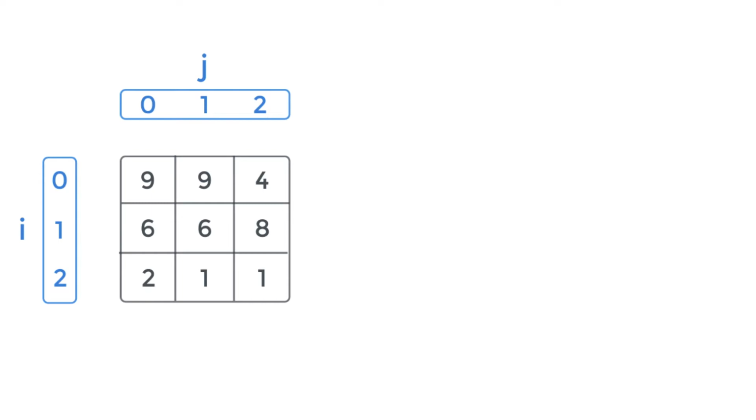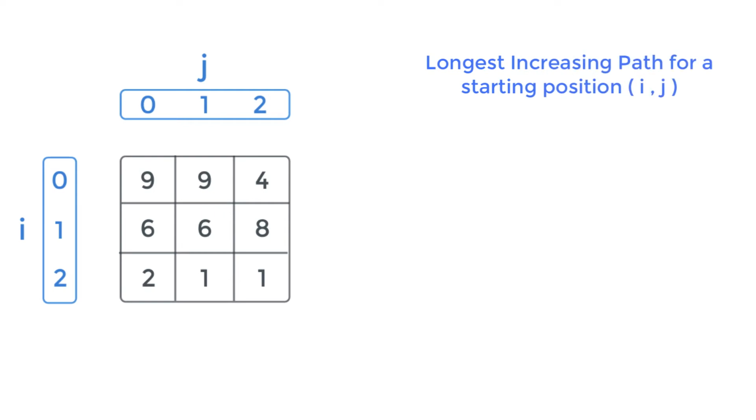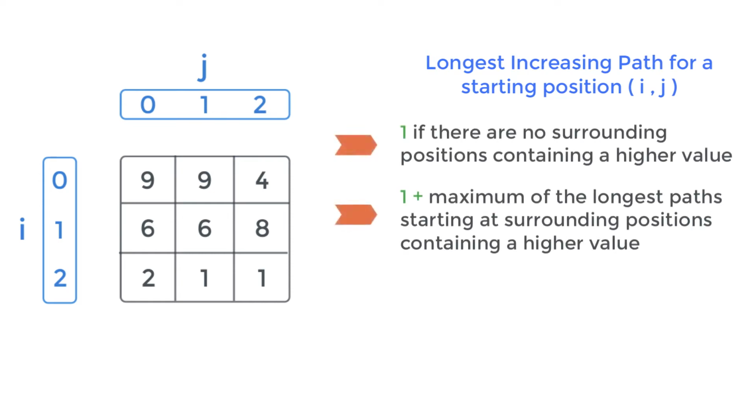I and j represent row and column index. To break down this question, let's first do a simpler version of it, which is finding the longest increasing path for a given starting position i and j. The longest increasing path starting at position i and j is either 1 if there are no surrounding positions containing a higher value, or 1 plus the maximum of the longest increasing paths starting at surrounding positions that do contain a higher value.